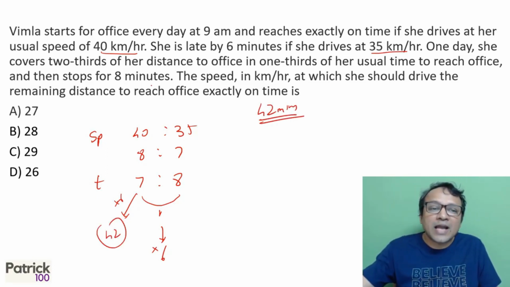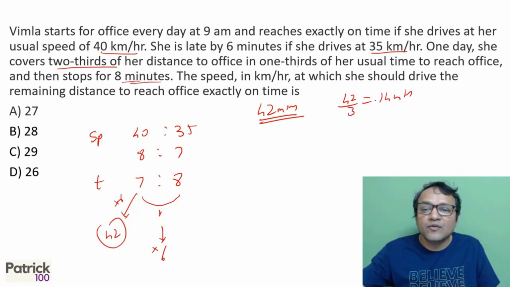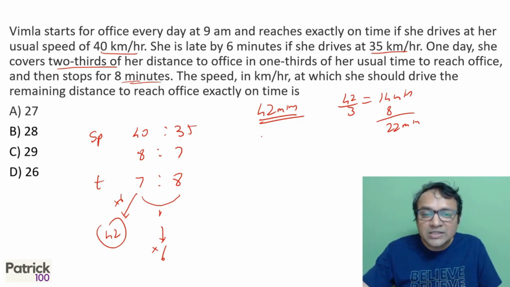Now she has already traveled two-thirds of the distance in one-third of the usual time. One-third of her usual time means 42 upon 3. She has taken 14 minutes to travel already. Then she stops for 8 minutes, which is 14 plus 8, 22 minutes are over. But two-thirds of the distance is over. Technically, 28 minutes should have been done.